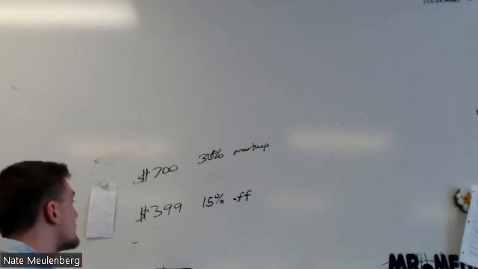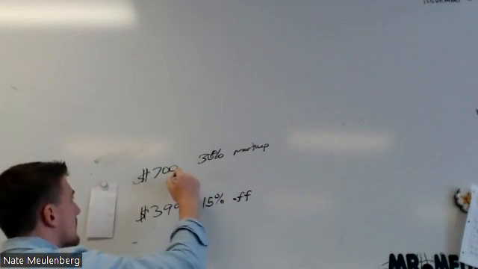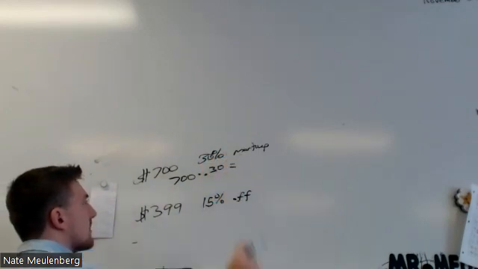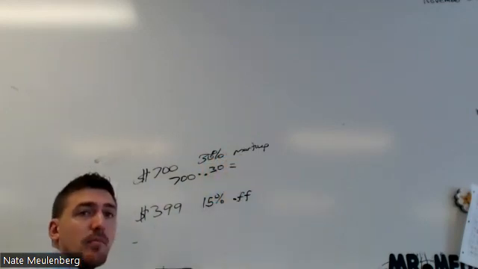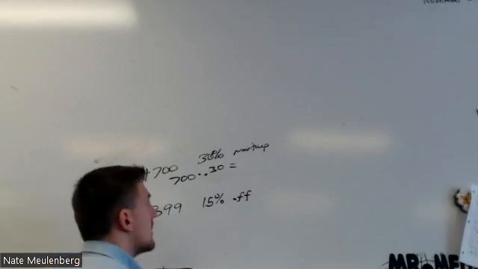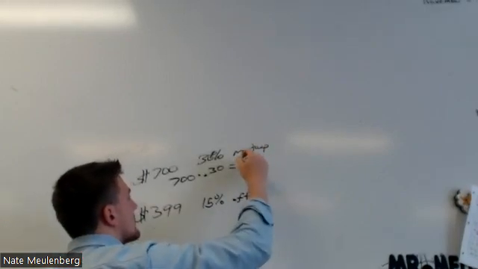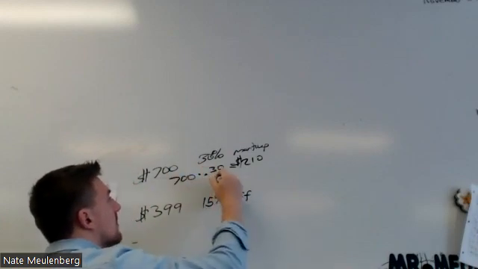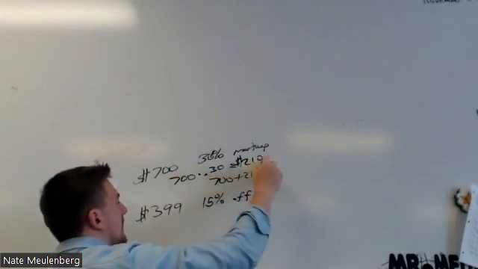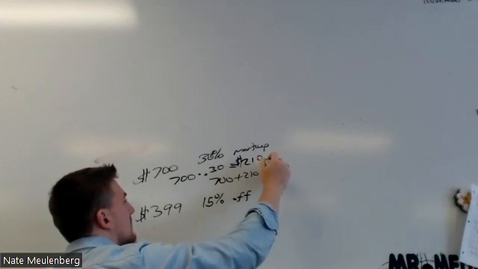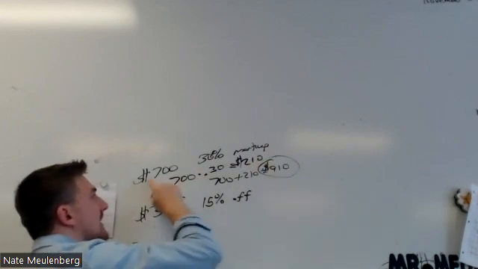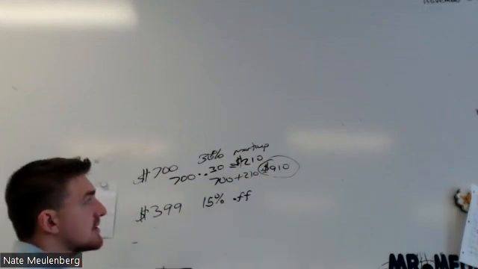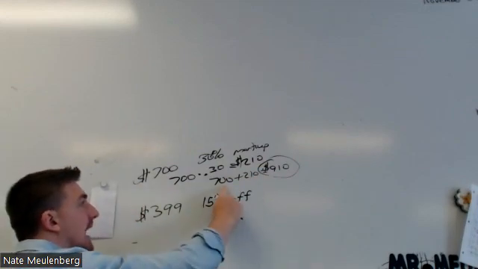So let's do the $700 times the 30% markup first. All you have to do is 700 times 0.30. What do you get when you do 700 times 0.30? Okay, so when you do this, you get $210. And then you add that to the original amount, and you get 910. So the markup price started at $700, now it's $910.